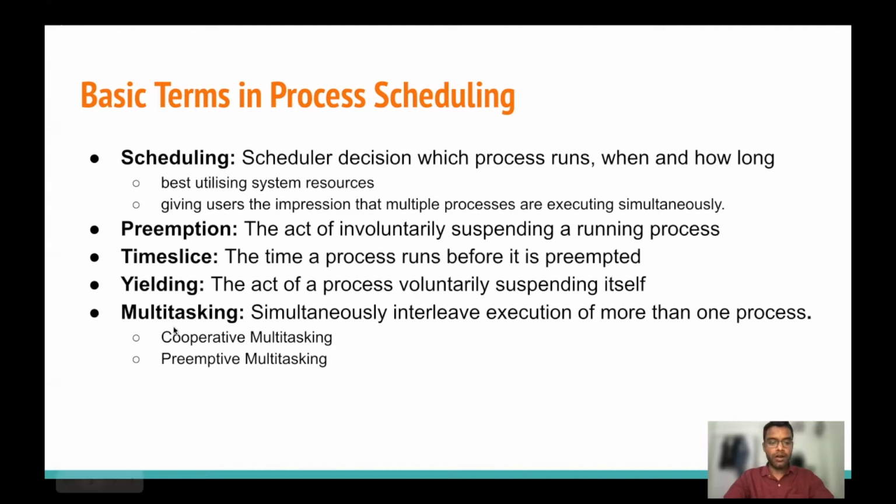There are two kinds of multitasking, cooperative multitasking and preemptive multitasking. In cooperative multitasking, each process runs on a processor until it finishes. But in preemptive multitasking, a higher priority process can preempt a lower priority process from the processor.